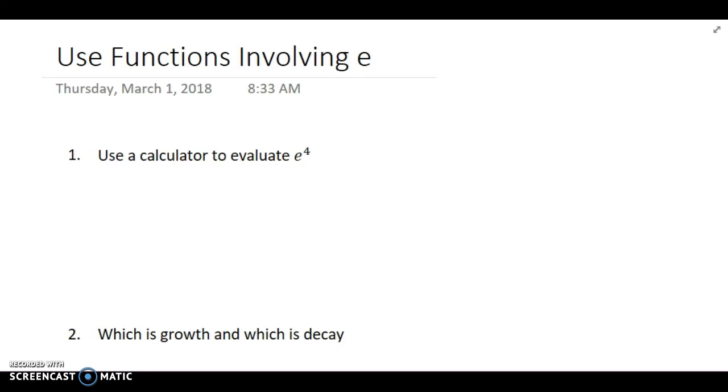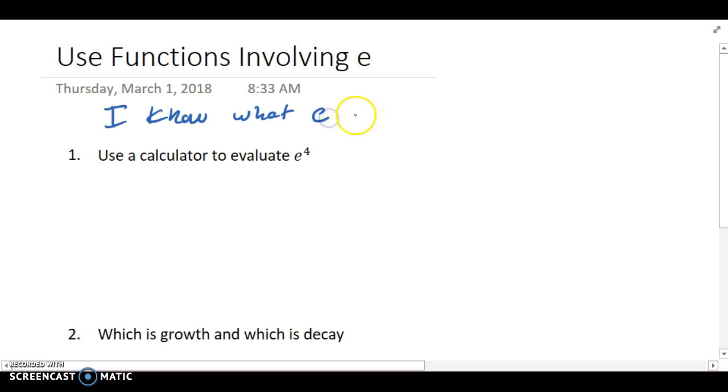So today we're going to learn about E. Our goal here is to know what E is and how to use it. Okay. There are some interesting things that happen in math.